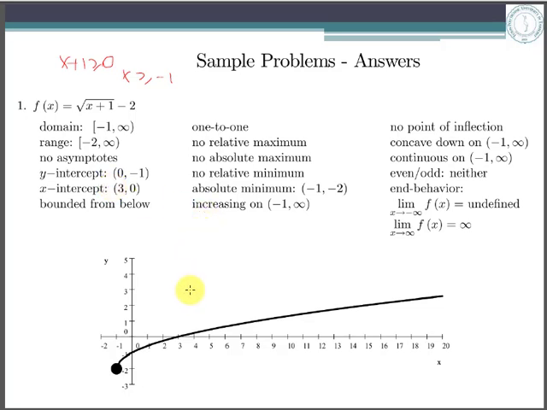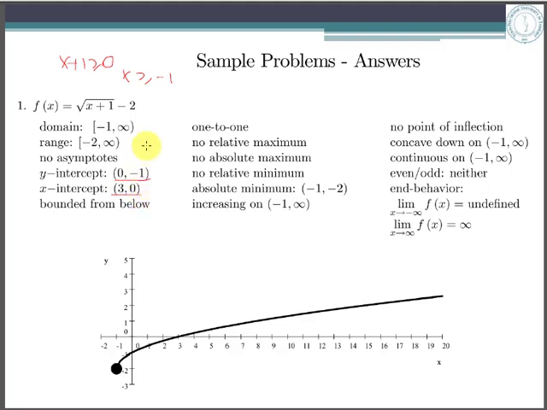And the points of intersection with the axes, this is how to find. Instead of x, if we put 0, it will be 1 minus 2. So it's minus 1. So 0, minus 1, this is the y-intercept. If we put instead of f of x 0, we get 2, and it will be 4, and this is the point 3, 0.